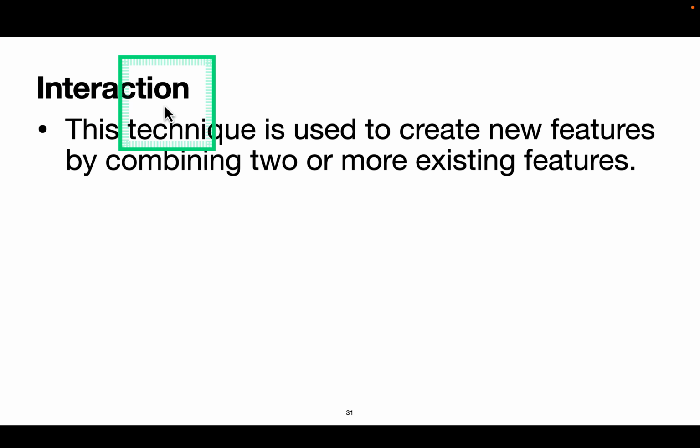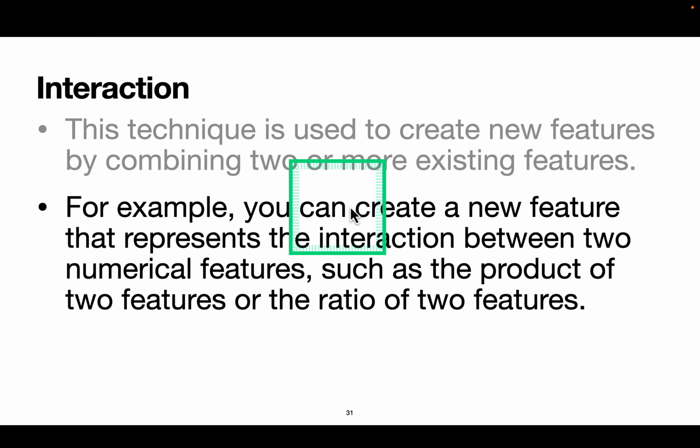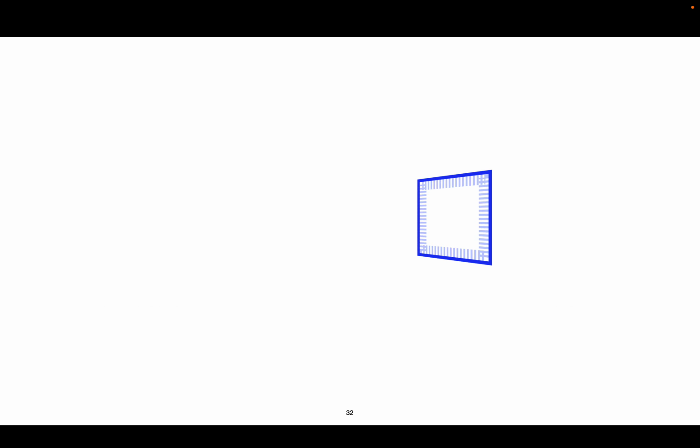Next is interaction. This technique is used to create new features by combining 2 or more existing features. For example, you can create a new feature that represents the interaction between 2 numerical features, such as the product of 2 features or the ratio of 2 features. These are just 2 techniques, you can have more, but basically you have interaction of 2 or more features.